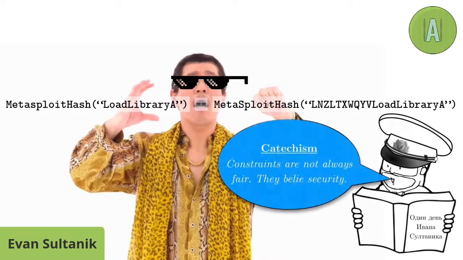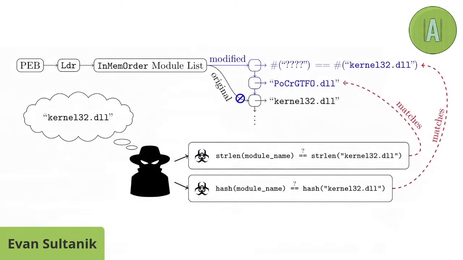So the moral of the story here is that some constraints cannot be overcome. Sometimes if you need to have a cryptographically secure hash, you're going to need more than 2 instructions to work with. So what can we do with this? Well, we can modify the in-memory order module list in Windows and add our own DLLs that we have named to collide with kernel32 according to Metasploit's hash function. So when a Metasploit payload is executed on our system, instead of finding kernel32.dll, it will collide with our honeypot DLL that we have included earlier in the linked list.